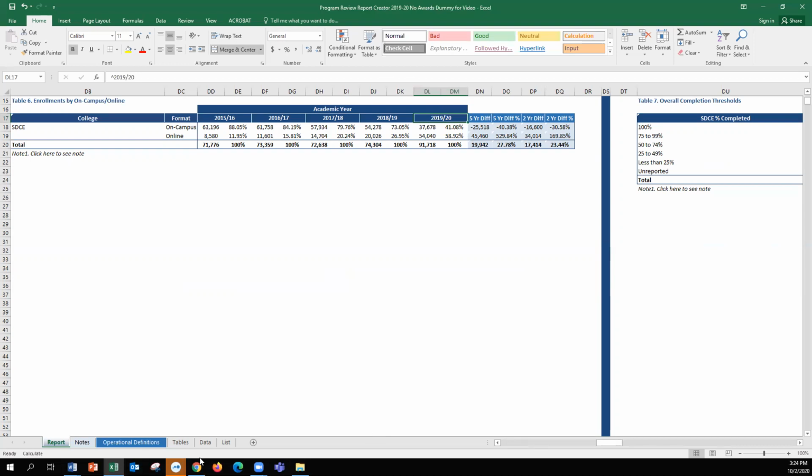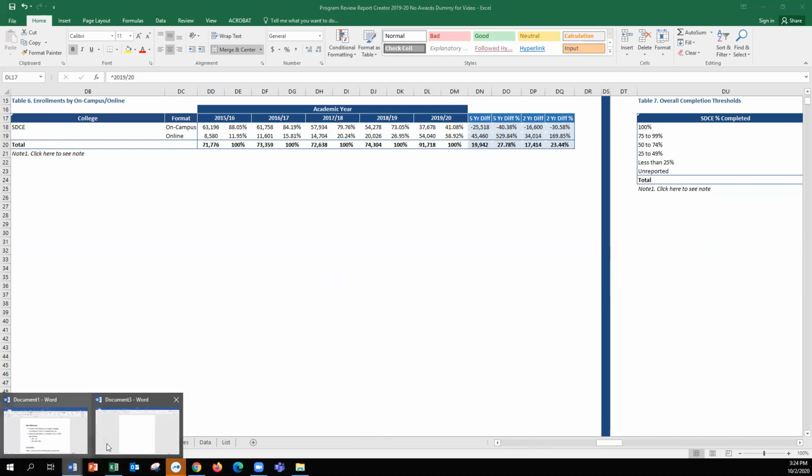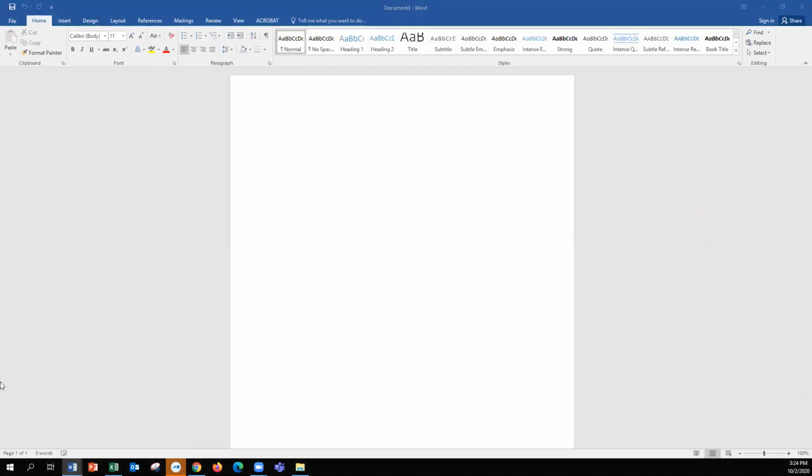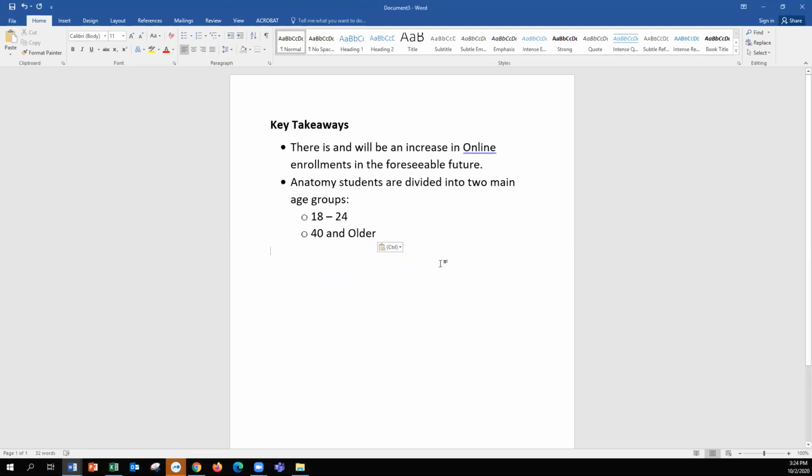What Steve just saw basically was that the main takeaways were that there's going to be an increase in online enrollments in the foreseeable future. That's going to be the new trend. And his anatomy students are divided into two main age groups, between 18 and 24 years old, and mostly older folk, 40 years and older. So here are the takeaways that he takes from that.